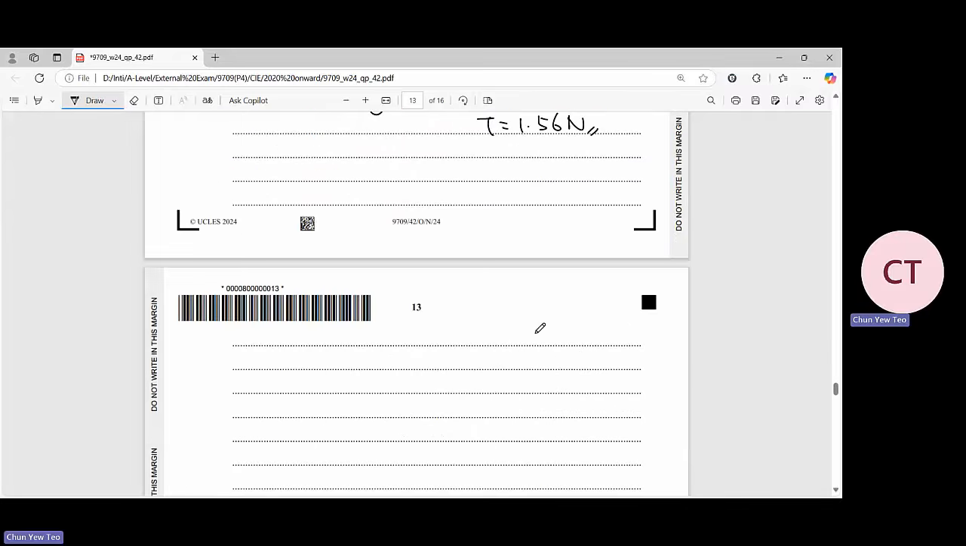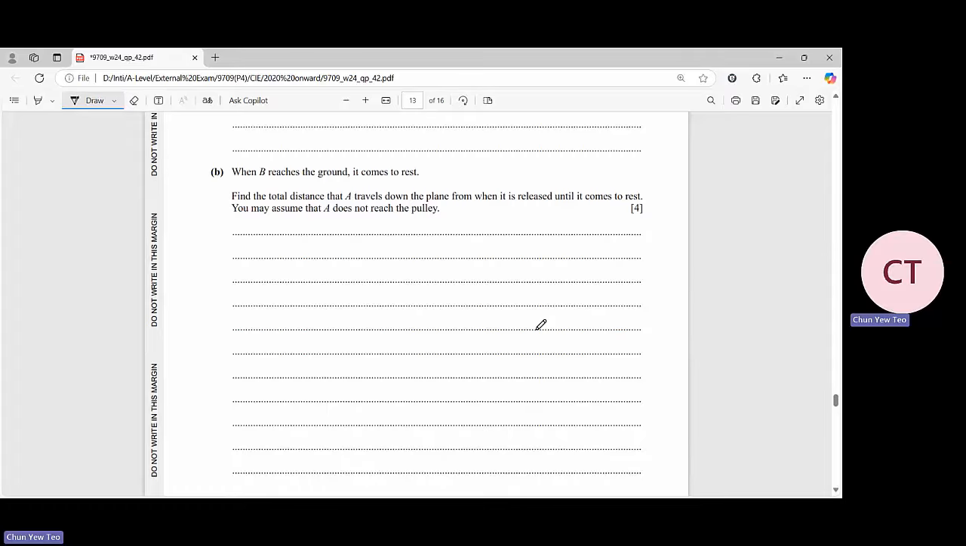Now we're moving on to part B. When B reaches the ground, it comes to rest. Find the total distance that A traveled down the plane from when it is released until it comes to rest. So when B actually hit the ground, suddenly the tension becomes 0. So we have to recalculate the acceleration after B hit the ground.